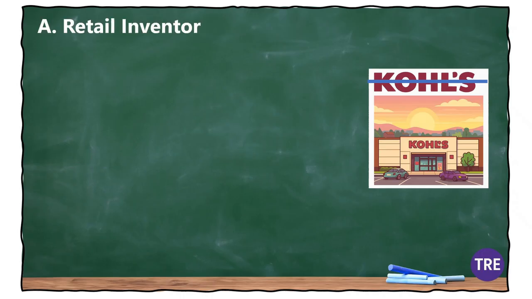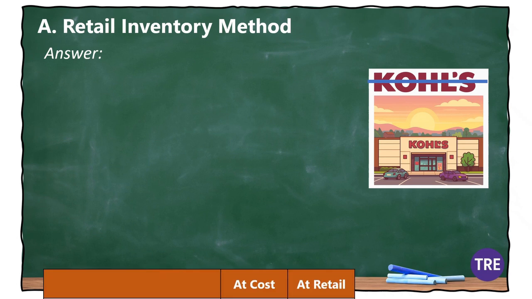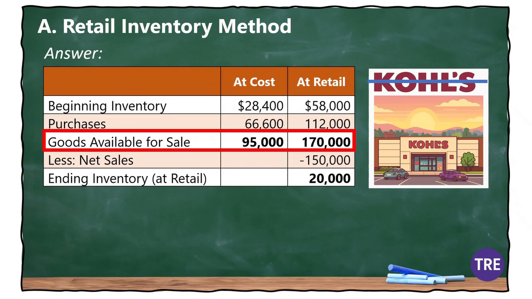Now let's compute the ending inventory at cost using the retail inventory method. We start by listing the goods available for sale, both at cost and at retail. At cost, the total is $95,000, and at retail, it's $170,000. Next, we subtract net sales of $150,000 from the retail amount. That leaves $20,000 of ending inventory at retail, representing what's still on the shelves.